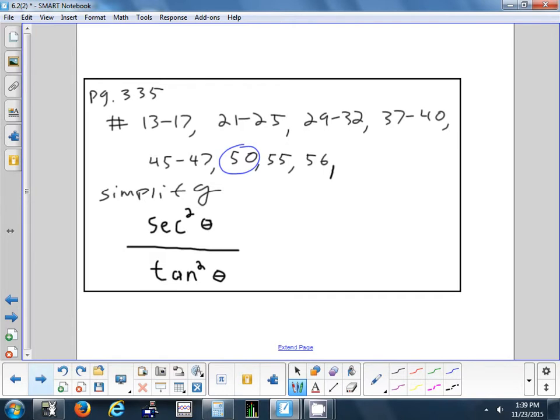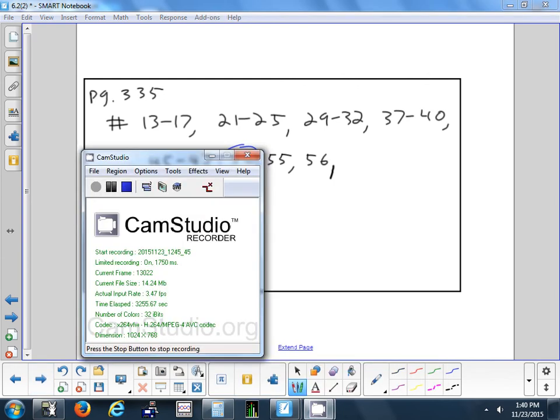Okay, I circled 50 because 50 is, that one's a little hard. It asks you to show how one of the Pythagorean identities comes from sine squared plus cosine squared equals 1. It's actually just one step. But if you have trouble with that, if you don't get number 50, don't worry as much about number 50. We'll do that in class together.